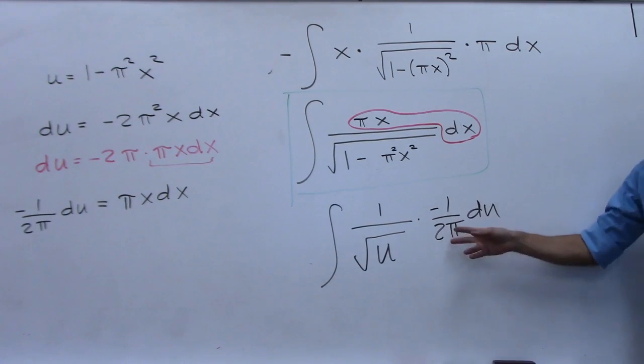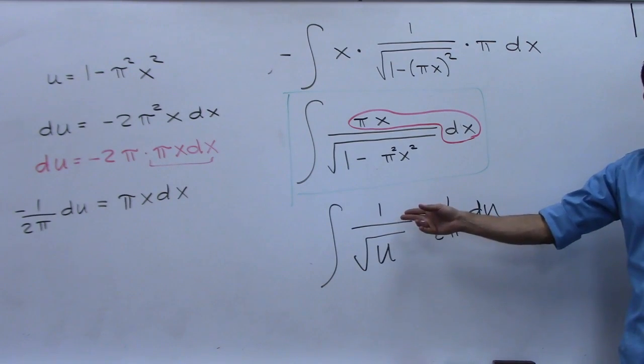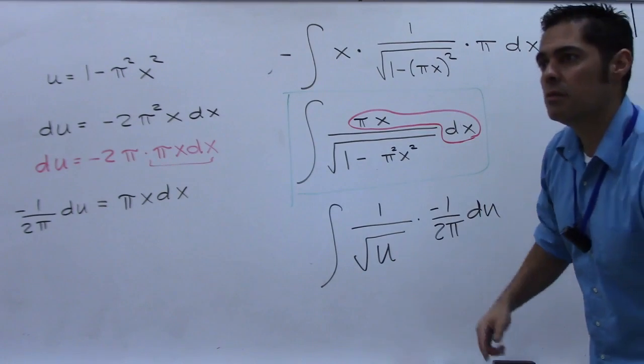Take the negative 1 over 2 pi, take it out. Change that to u to the negative 1/2, right? And then integrate.